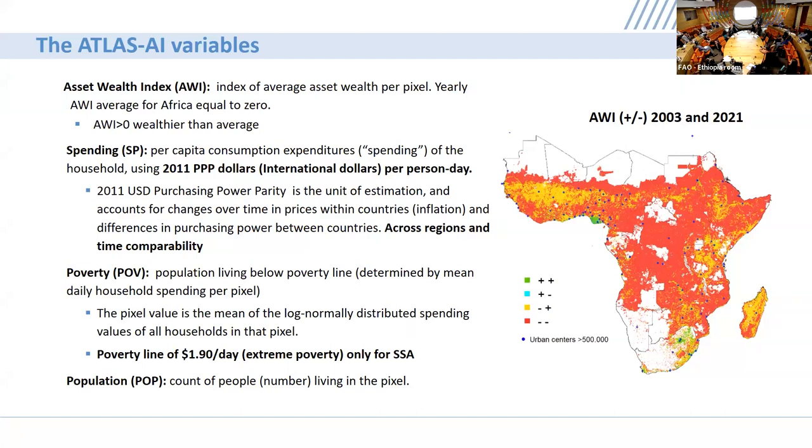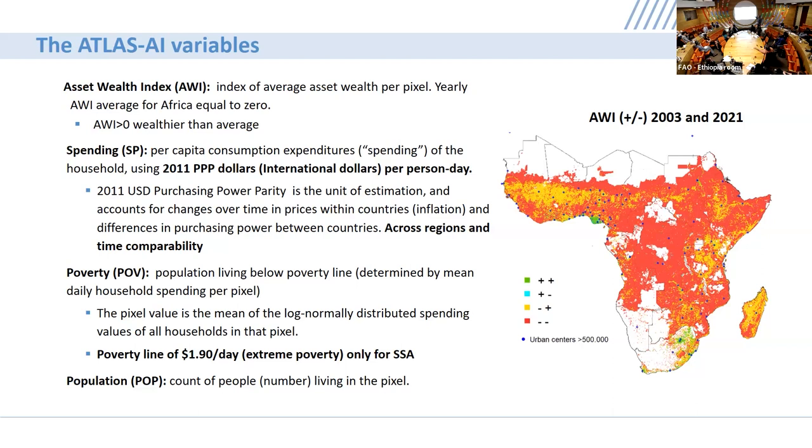These are the variables. So we have asset wealth, basically normalized, where zero is the yearly average, so greater than zero are wealthier pixels. Per capita expenditure is converted into 2011 international dollars per person per day. So it's expenditure within these pixels, and then a poverty measure, the population living below the $1.90 a day poverty threshold. So this map gives you a sense of what these look like.